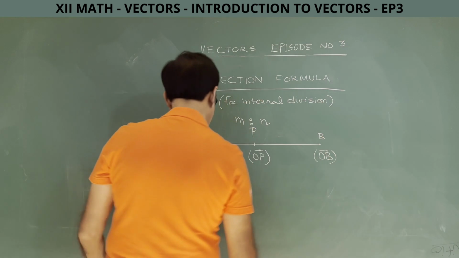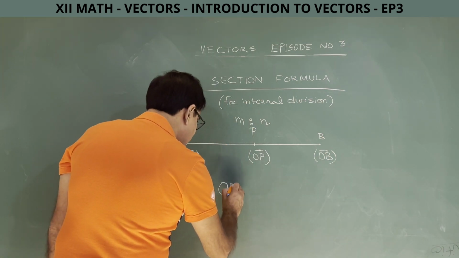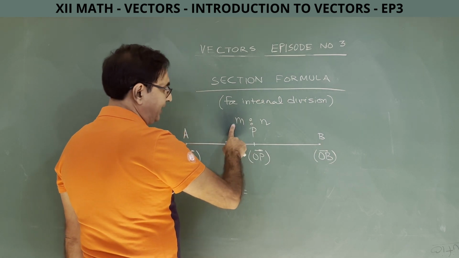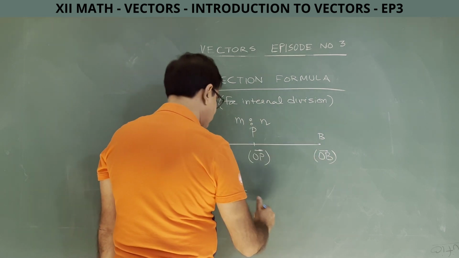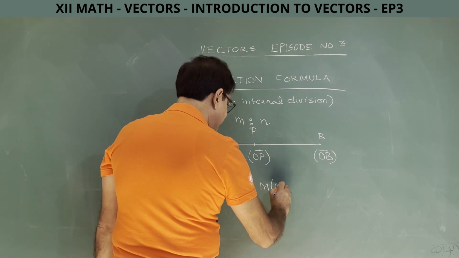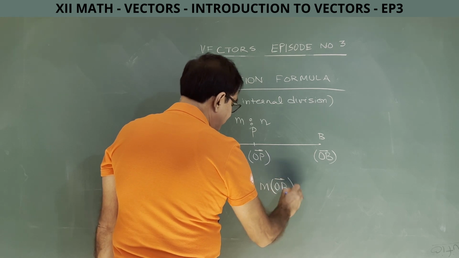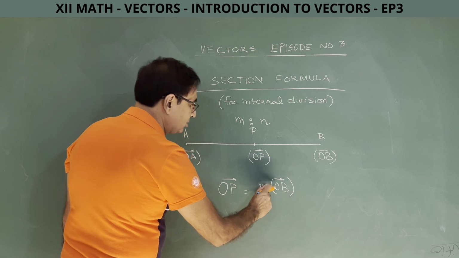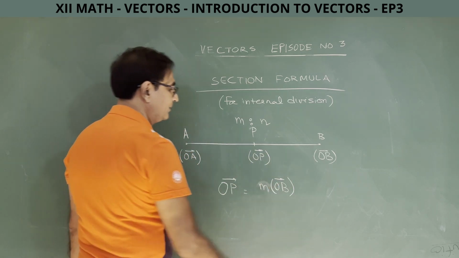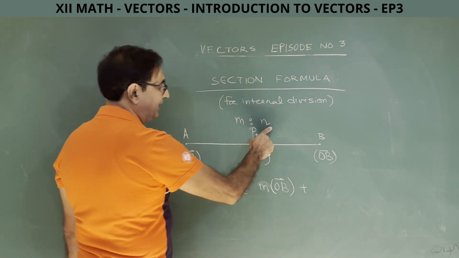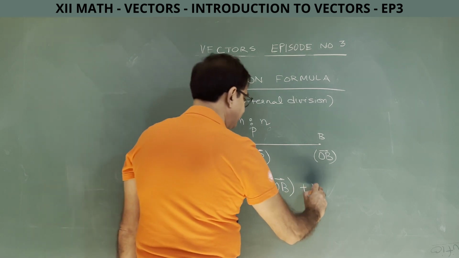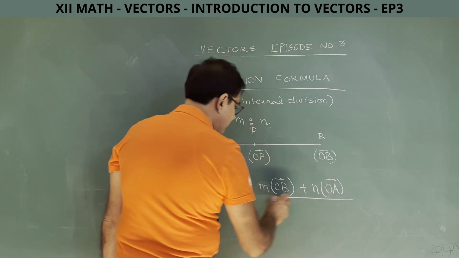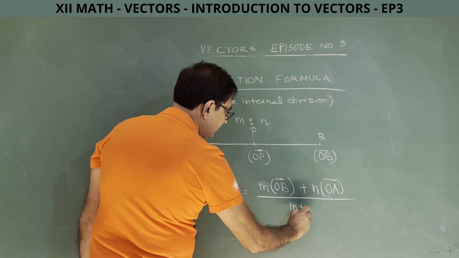So, what is the formula? You are going to remember it like this. It will be right into left: m times position vector of B, so m times OB, and I told you, when you are multiplying a vector by a scalar, you do not put dot or cross, at the most you can put a bracket, plus n times position vector of A, divided by m plus n.